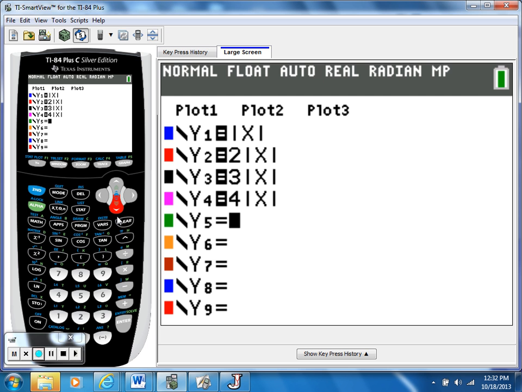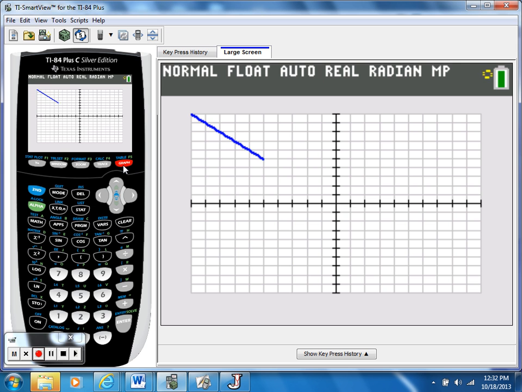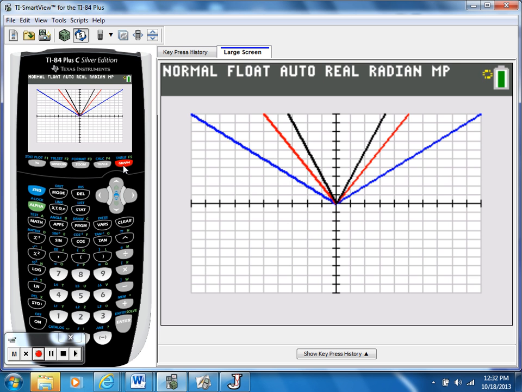Now don't hit graph, just look up at mine for now. I'm going to hit graph, and here's my first graph. There's the regular absolute value of X. And now here comes 2 times the absolute value of X. And now here comes 3 absolute value of X. And now here comes 4 absolute value of X. I know how long to pause even, isn't it amazing? So I want you to talk to your group real quick. What's happening? Talk to your group.